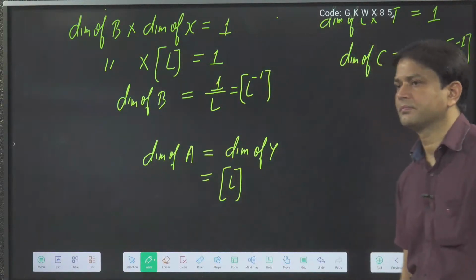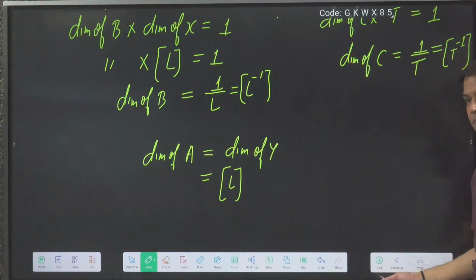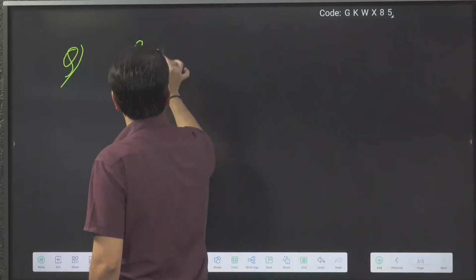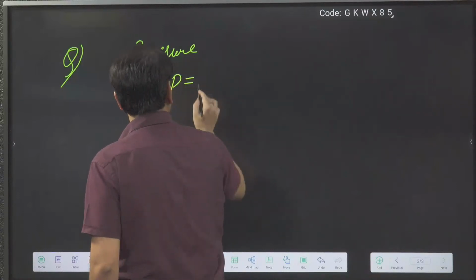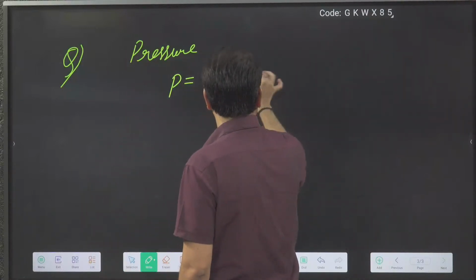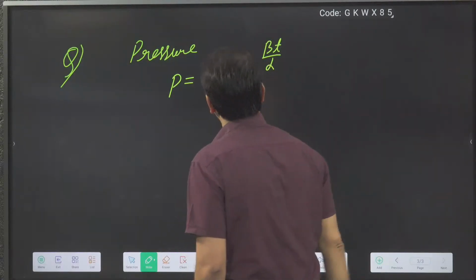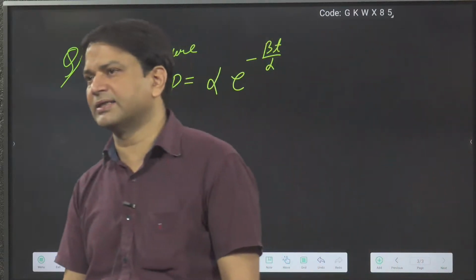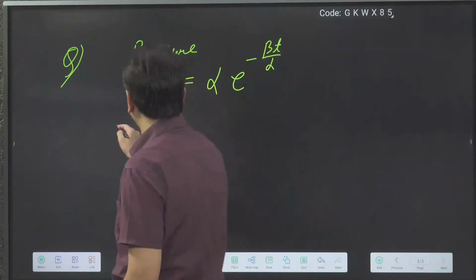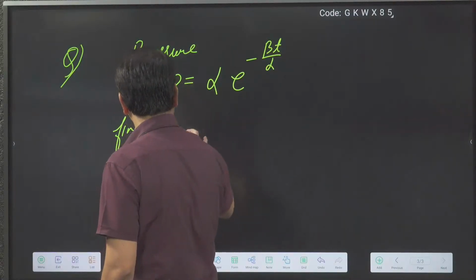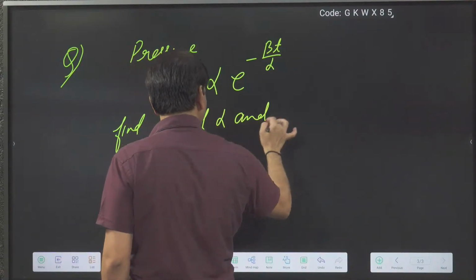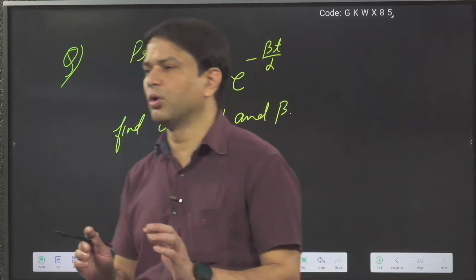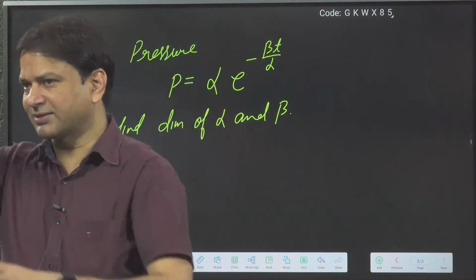Okay, completed. Another problem. Suppose the pressure P is equal to alpha into e to the power minus beta T by alpha. Find the dimension of alpha and beta. Here I have given an exponential function, so e to the power something, that something is a power.